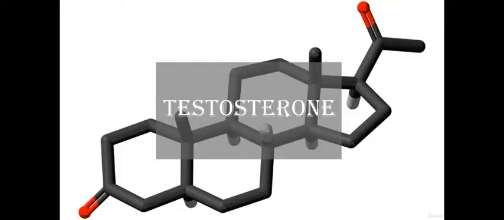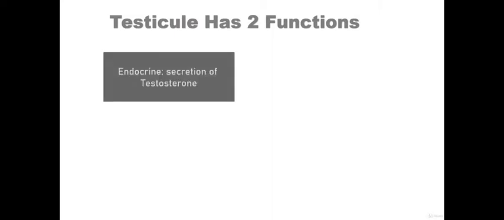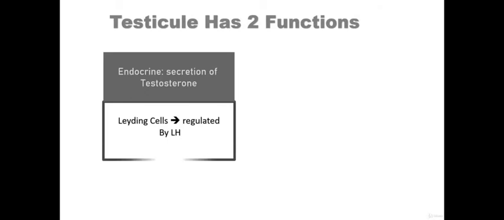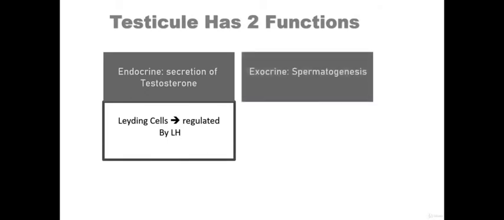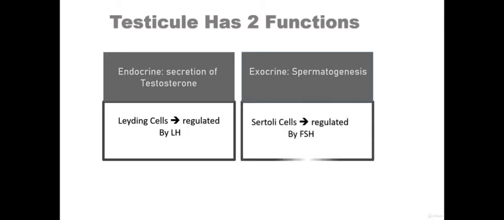Testosterone is synthesized in the adrenal gland and also in the testicle. I will open small brackets to talk about the testicle. The testicle has two functions: endocrine, which is the secretion of testosterone at the level of Leydig cells, regulated by the LH hormone, and exocrine, which is spermatogenesis, at the level of Sertoli cells and regulated by the FSH hormone.